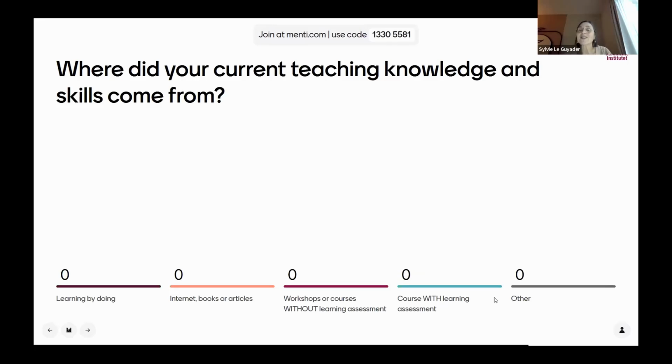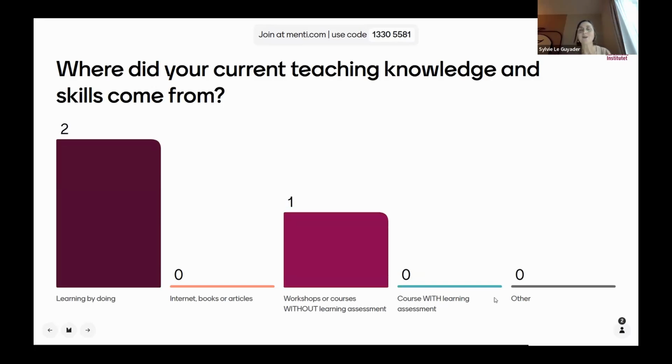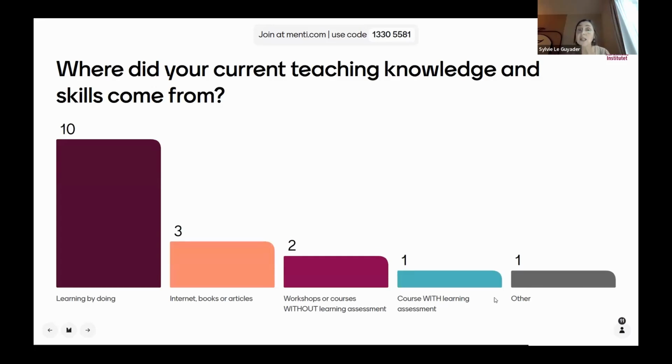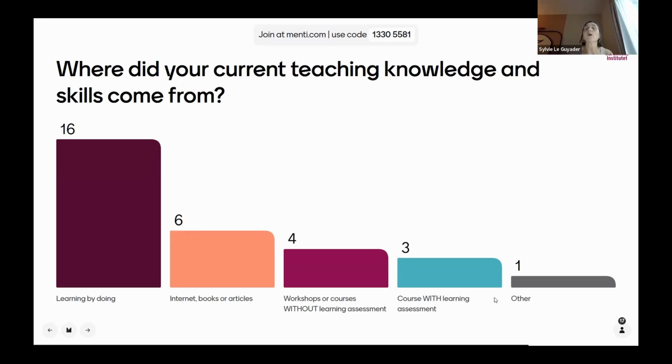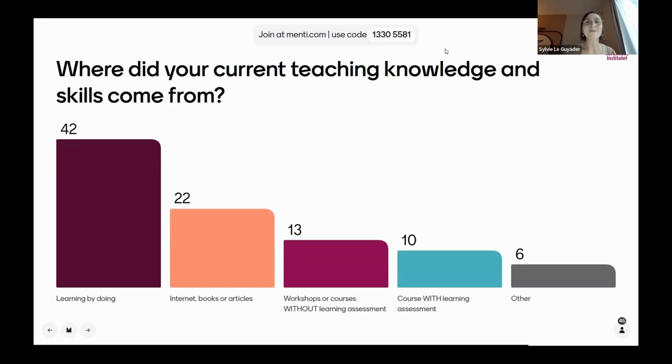Your teaching knowledge and skills now, where did you get it from? Did you learn by doing? Did you go through internet and books and see how you could structure your training? Did you actually get a pedagogy course or a workshop or something like this? Or did you actually get a pedagogy course where you were assessed? And there's also a couple of others. So that's pretty cool. Oh, thank you for putting things in the chat. Now I'm looking forward to seeing what it is.